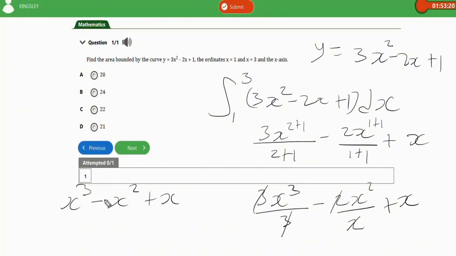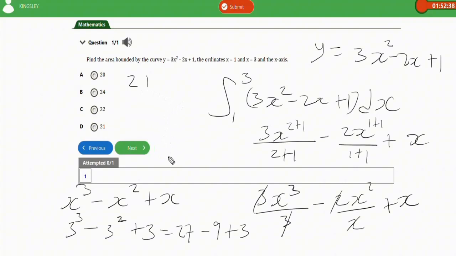Now let's plug in the upper limit in this expression and see the output. When you plug in 3, you're going to have 3 cubed minus 3 squared plus 3. 3 cubed gives you 27, minus 3 squared which is 9, plus 3. So 27 minus 9 gives you 18, and 18 plus 3 gives you 21. So this is the output of the upper limit.